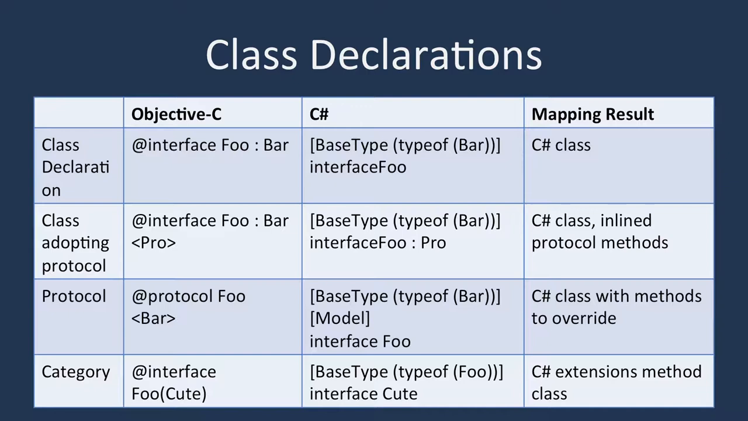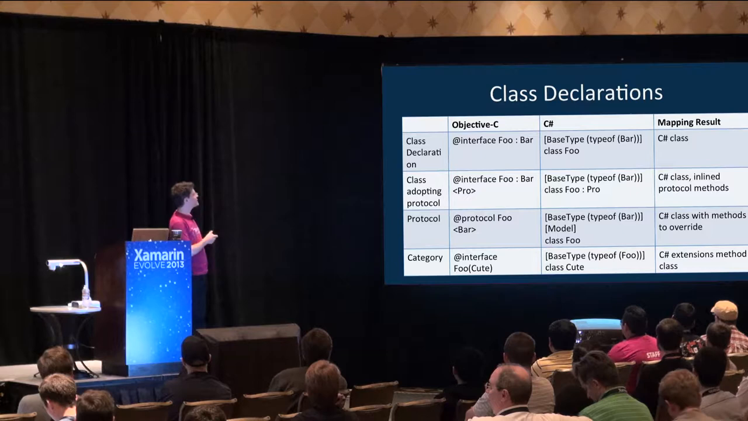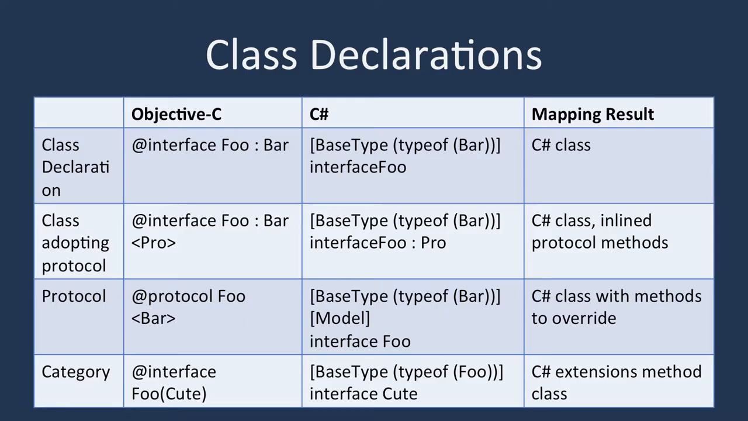On your IDL definition, if you find something in Objective-C that says interface Foo : Bar, that means that it's a class declaration. And in our language, the way that we have to write it is BaseType of Bar, class Foo. And that's the equivalent of a C# class. When you adopt protocols, this is like implementing an interface. But remember, protocols are these weak interfaces. They're not really interfaces. They are these things that are not really finished. So the syntax that you'll find is this angle bracket. And the way that you implement it is you list it as a base class.